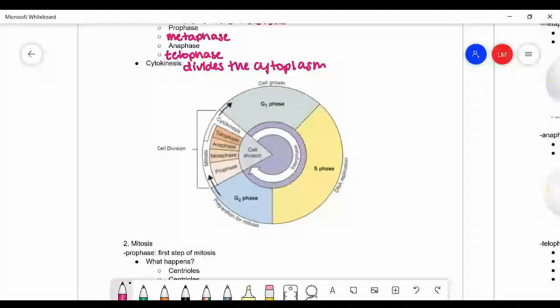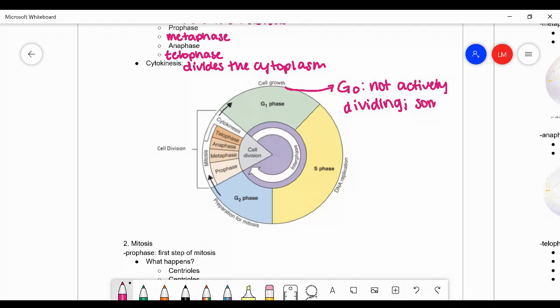Sometimes during the cell cycle, cells can enter a phase called G naught, or G sub 0, where the cell is not actively dividing. Some cells stay in G naught, and some re-enter the cell cycle.